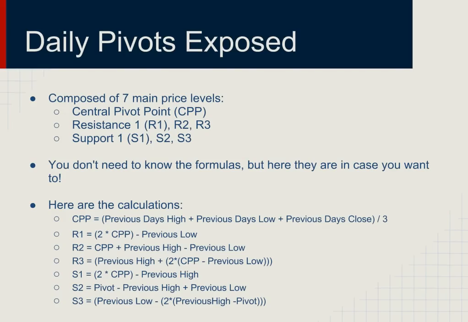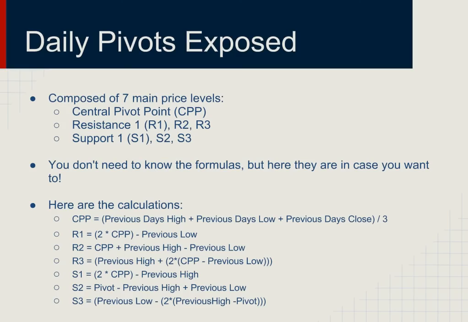So moving on to daily pivots exposed. Daily pivots are usually composed of 7 main price levels, or these are the seven most common price levels, starting from the daily central pivot point. Some people call it pivot point, some call it central pivot point. I've called it central pivot point here, or CPP for short.